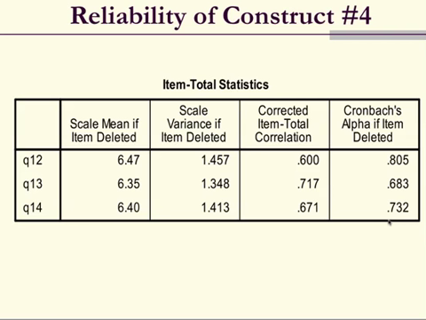So Cronbach's alpha is basically a measure of power. It's reliability. It's on a scale of 0 to 1. And anything above 0.7 is pretty decent.